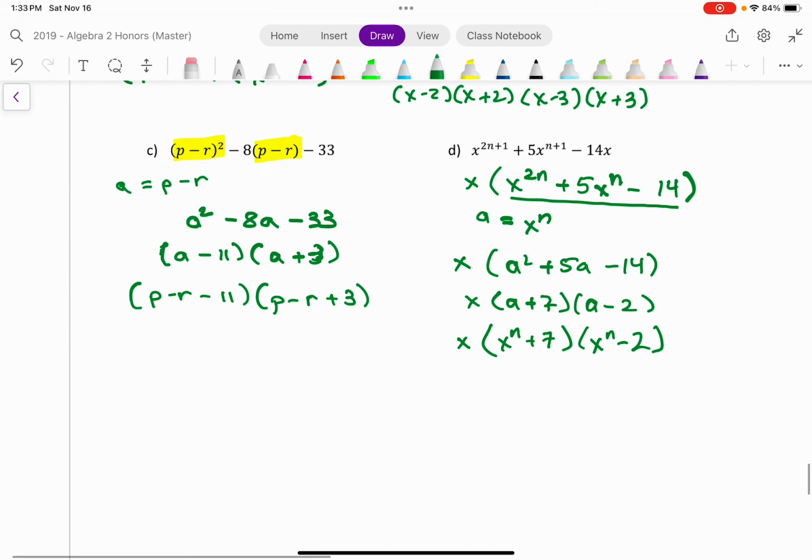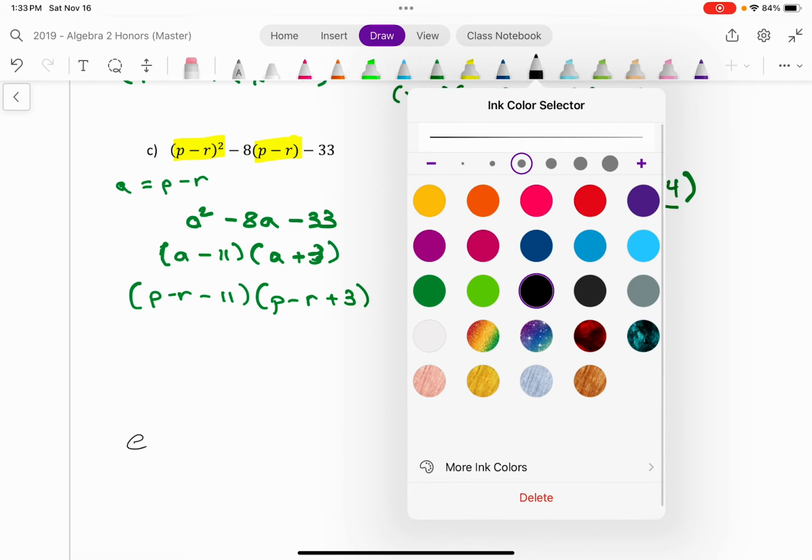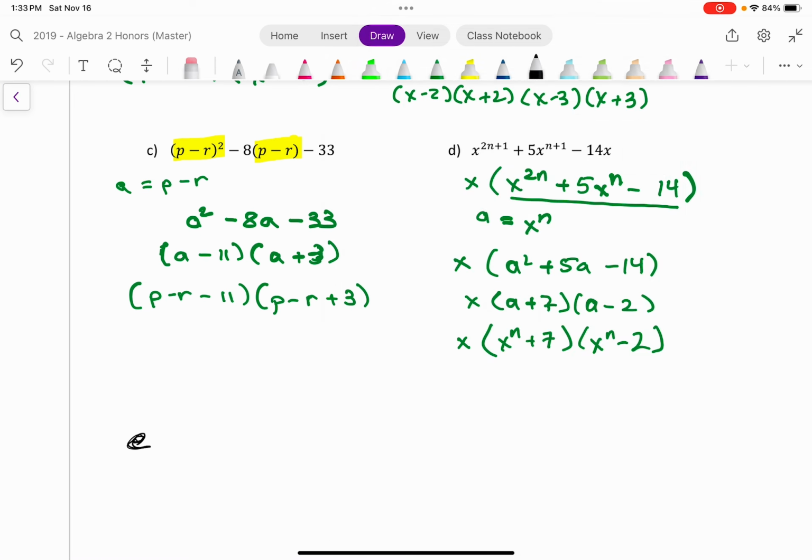Sometimes I'm actually going to put another problem in here that's a little more interesting. Sometimes we have something that looks like this. Let's make it interesting. x to the 2n plus 4 minus 4y to the, let's say, 8n minus 6.